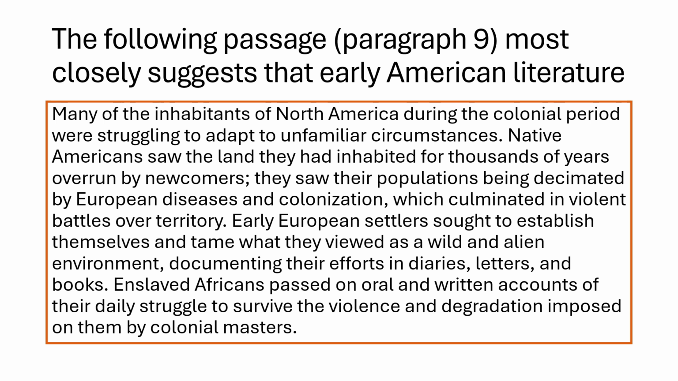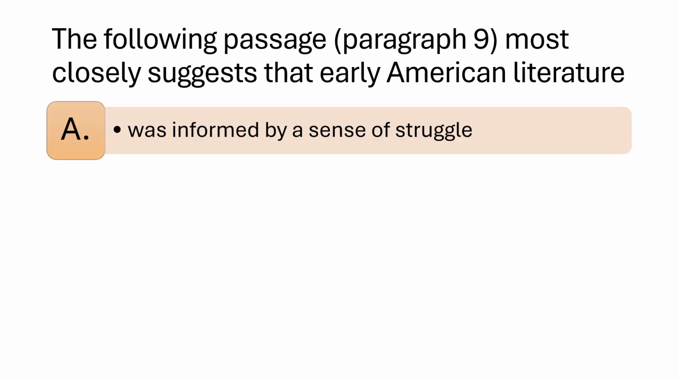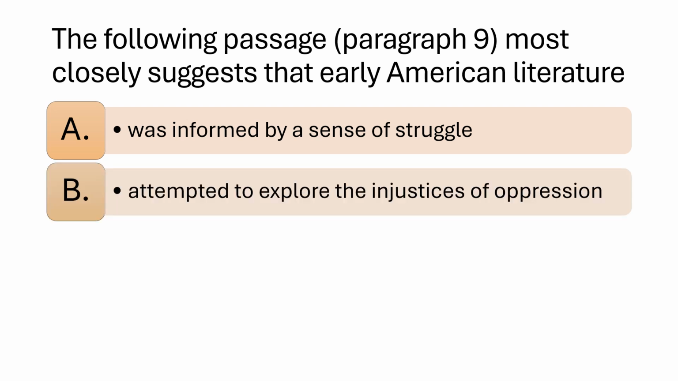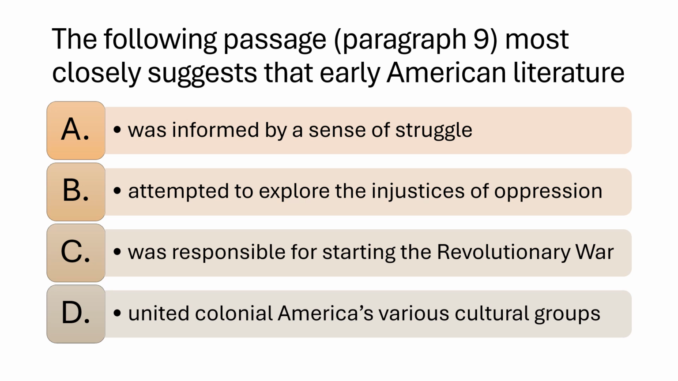Enslaved Africans passed on oral and written accounts of their daily struggle to survive the violence and degradation imposed on them by colonial masters. The following passage, paragraph 9, most closely suggests that early American literature: A, was informed by a sense of struggle; B, attempted to explore the injustices of oppression; C, was responsible for starting the Revolutionary War; D, united colonial America's various cultural groups.